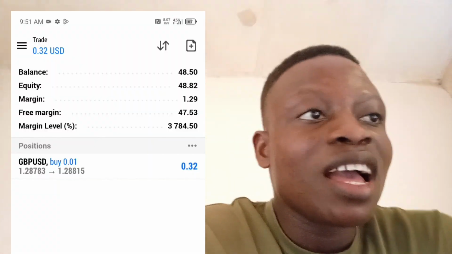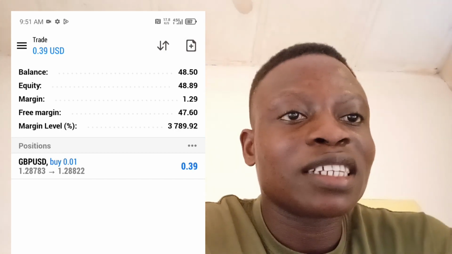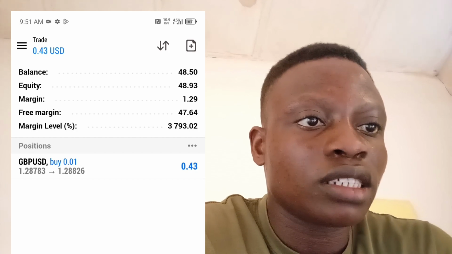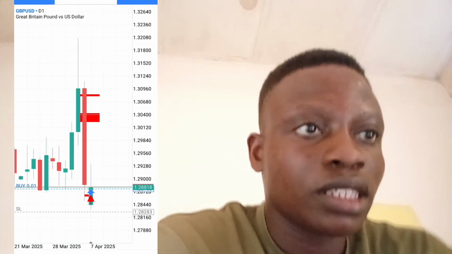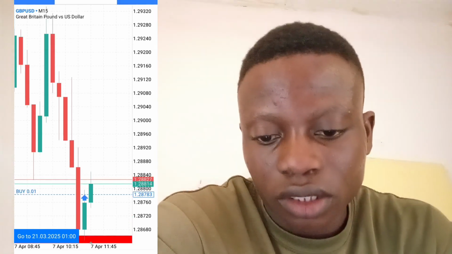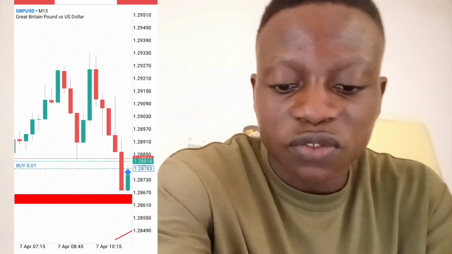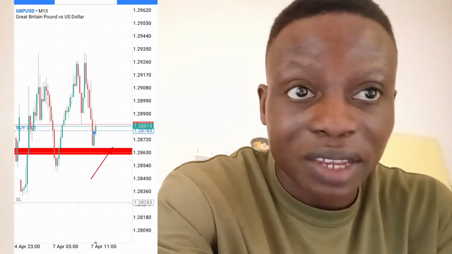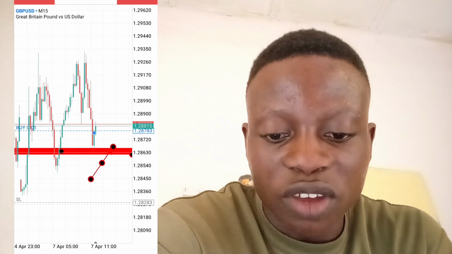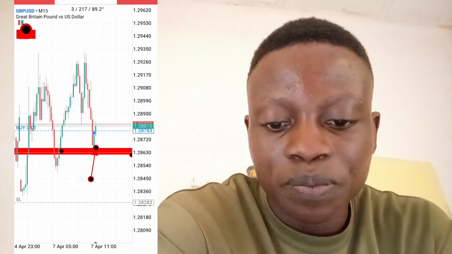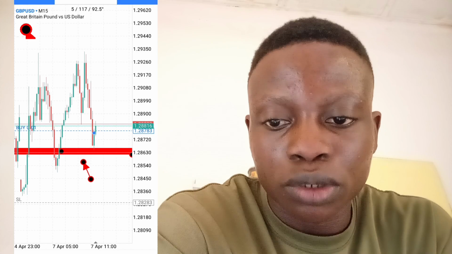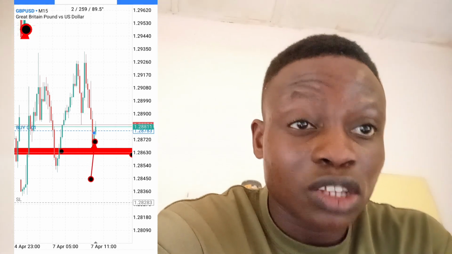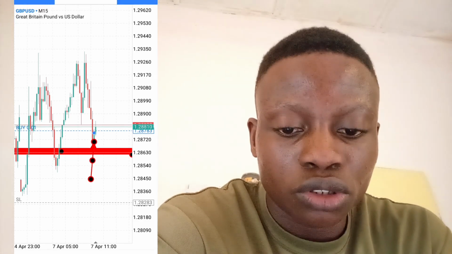So after long awaiting, the market has finally tapped in. Just as I said, if the market comes and taps on this fair value gap here, I will go in. So truly it came and tapped in. Immediately it tapped in, it created this bullish candlestick, and I entered. I was supposed to wait for a bullish engulfing candle, but I entered.